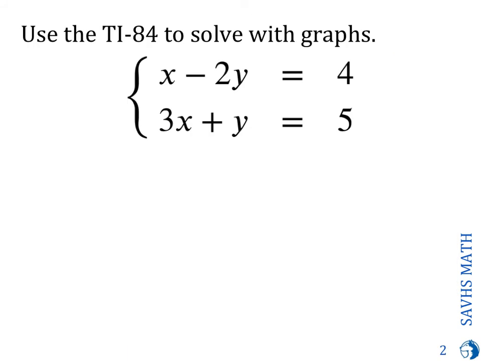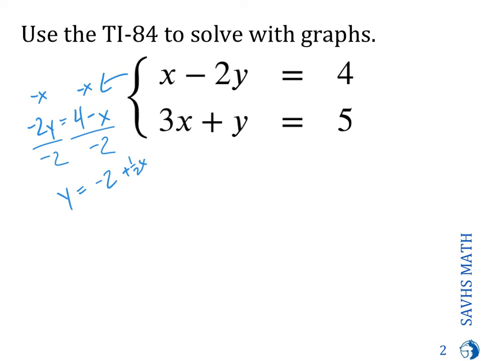Okay, for this one, I'm going to start on the screen and then I'm going to show you a video of how I would do this in the graphing calculator. I'm going to start with the same step where I get y by itself in both equations. So over here, I'm going to subtract x from both sides, and I would get negative 2y equals 4 minus x. Then I need to divide both sides by, sorry, negative 2. So then I get y equals negative 2 plus 1/2 x.